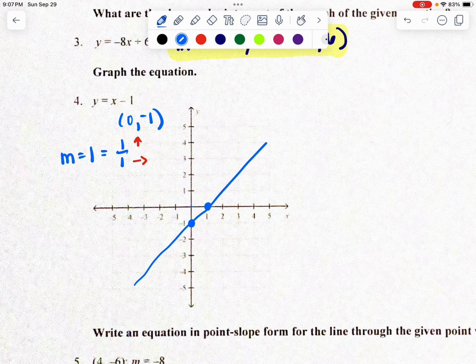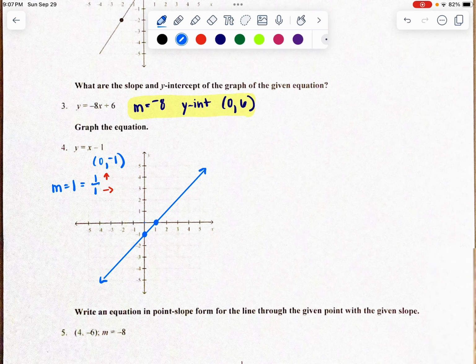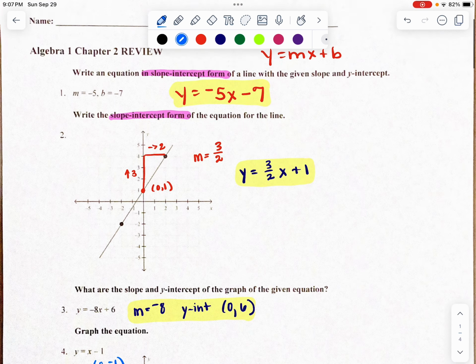Maybe I can get my line tool to be cooperative. Yeah, that's not so bad. So those first 4 focus on slope-intercept form.